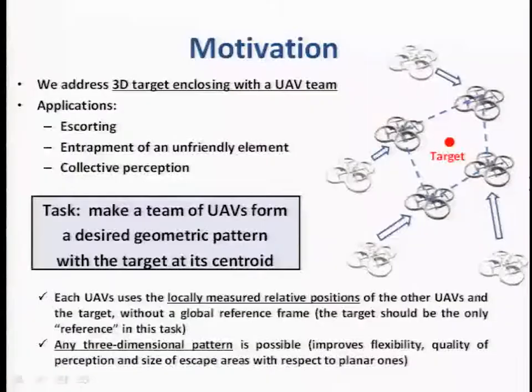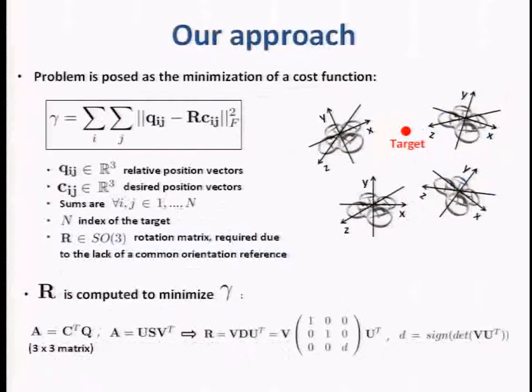So, the goal of this work is to define a method for target enclosing of a multi-robot system. The contributions are that this method is for any 3D general pattern formation, and we are not using a global reference system. To formulate this problem, we propose to define a cost function, gamma, and given that we are not using a global reference, we need to define a rotation matrix, which is locally computed by each robot by minimizing this cost function gamma.